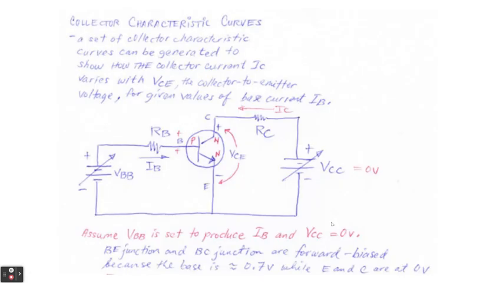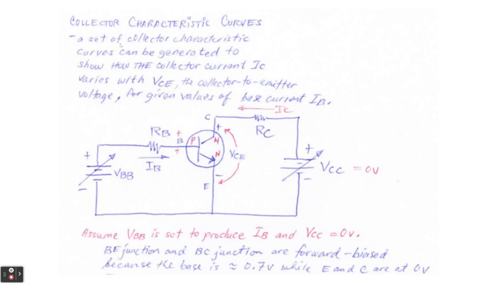All right. Now let's move on with the collector characteristic curves. This is a set of collector characteristic curves that can be generated to show how the collector current IC varies with the collector-to-emitter voltage VCE for given values of IB. That's the definition of collector characteristic curves.